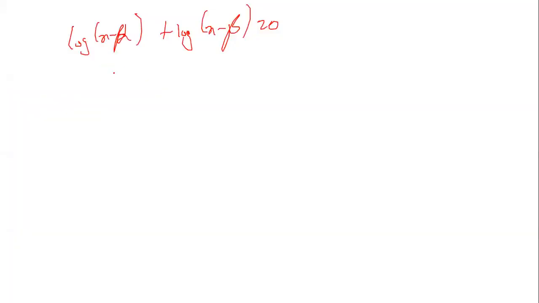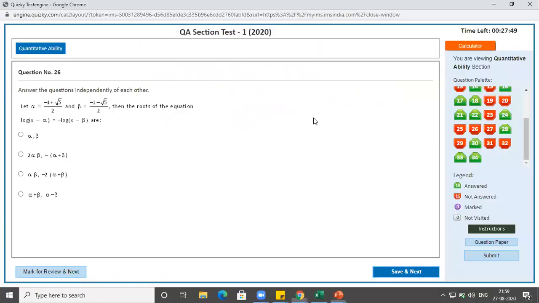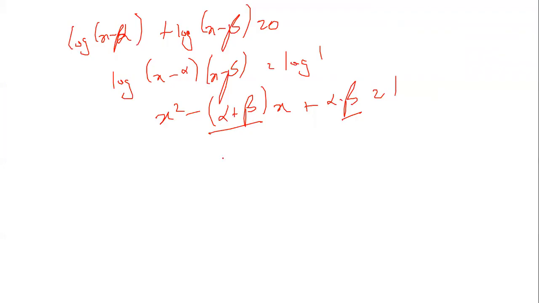So log of x minus alpha, x minus beta. These equations look difficult, but they are not. Log 1: x square minus alpha plus beta x plus alpha into beta is equal to 1. So this is the sum of alpha and beta. Sum of alpha and beta would be minus 1, plus 5, minus 5 cancel, minus 2, minus 1. Alpha plus beta is actually nothing but minus 1.